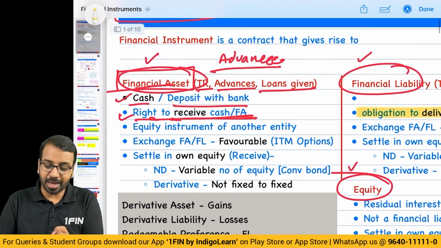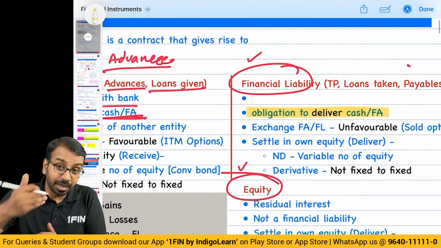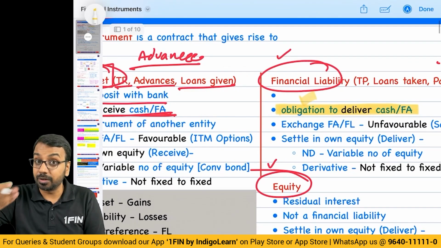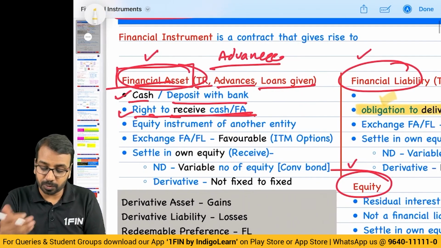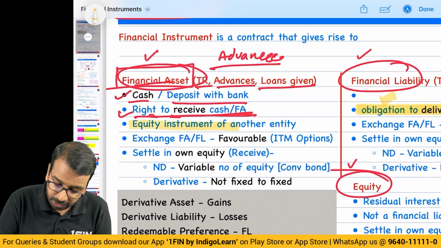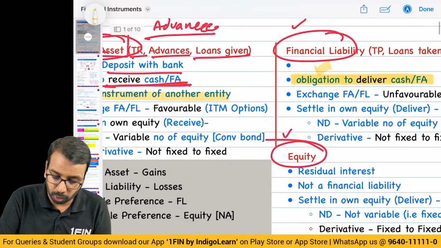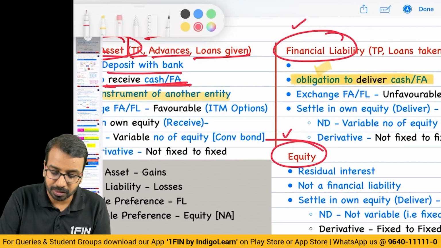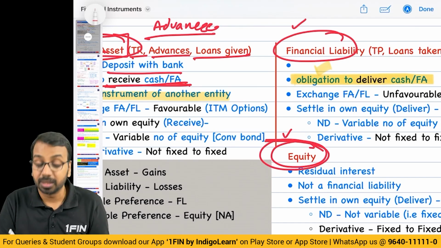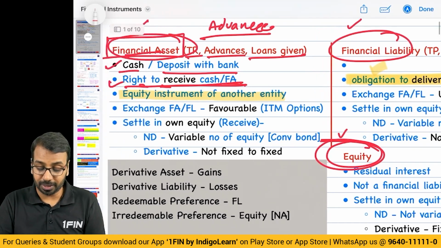If you have to receive cash, financial asset. If you have to deliver cash, financial liability. So, if there is an obligation to deliver cash, it's a financial liability. Otherwise, it's a financial asset if you have a right to receive. Then, any equity instrument of another entity. So, if you hold shares of, let us say, Reliance, a company holds shares of another entity, this equity is also a part of financial asset.